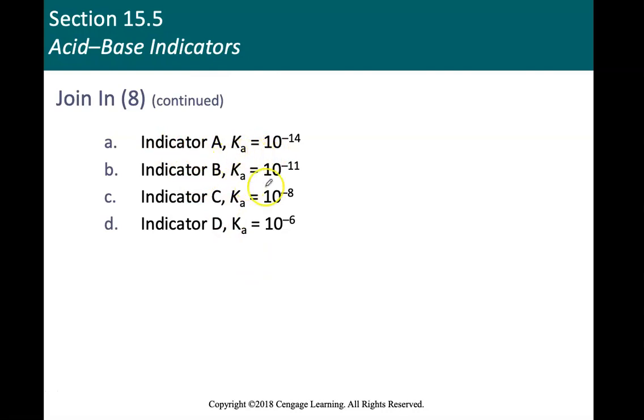Okay, so if you look at these values here, if it's a pH of 10, right, pH is equal to 10, right? So that means the pKa should be plus or minus 1 from the pH.